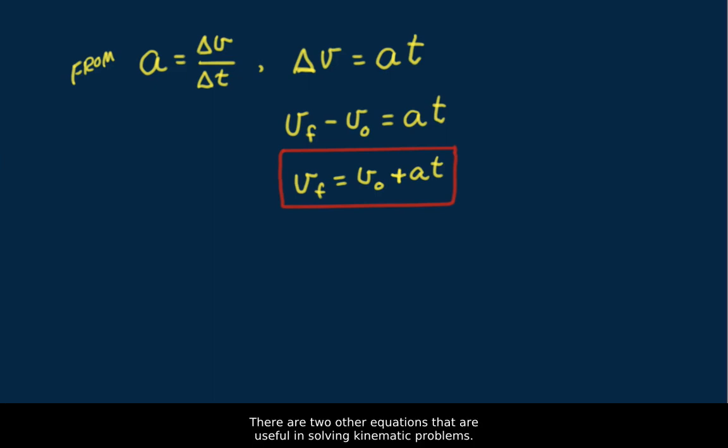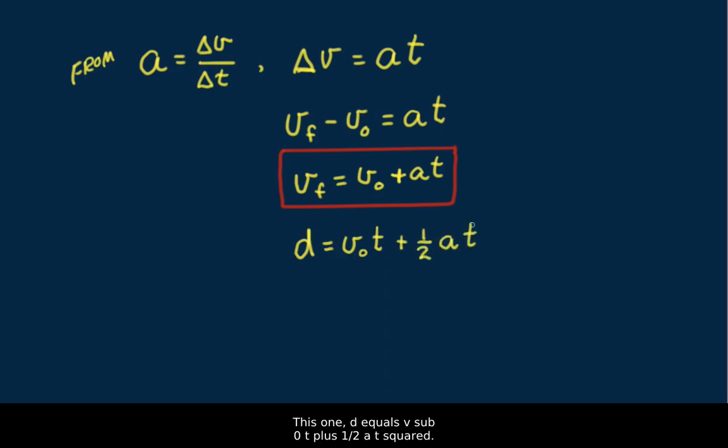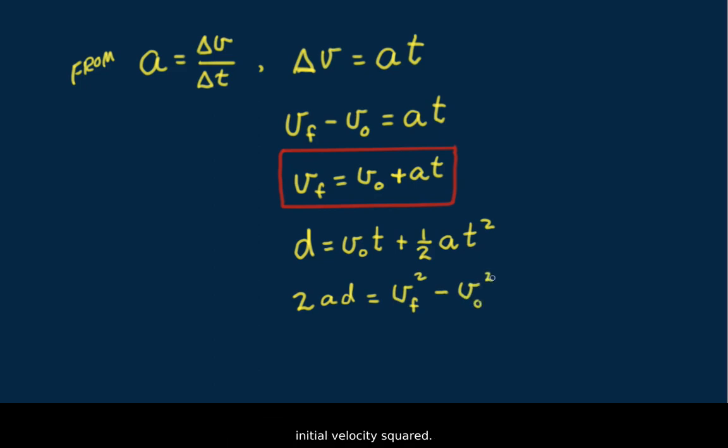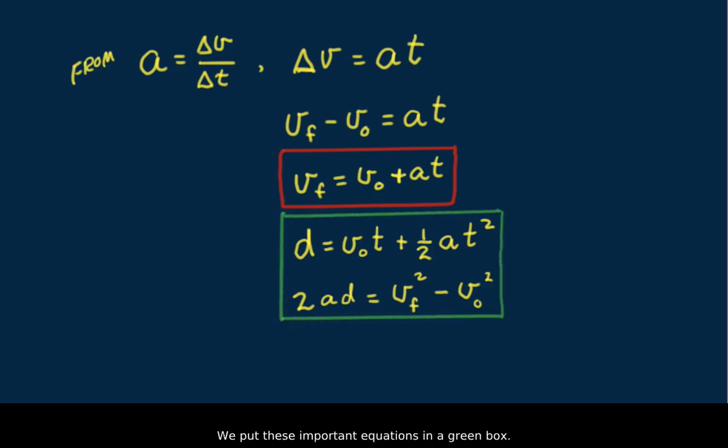There are 2 other equations that are useful in solving kinematic problems. This one, d equals v sub 0 t plus 1/2 at squared. This eliminates final velocity from the equation. Here's another one. 2 times acceleration times distance equals final velocity squared minus initial velocity squared. This equation eliminates time from the equation. We put these important equations in a green box.